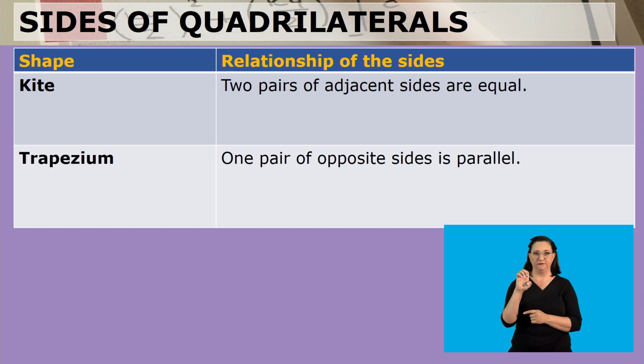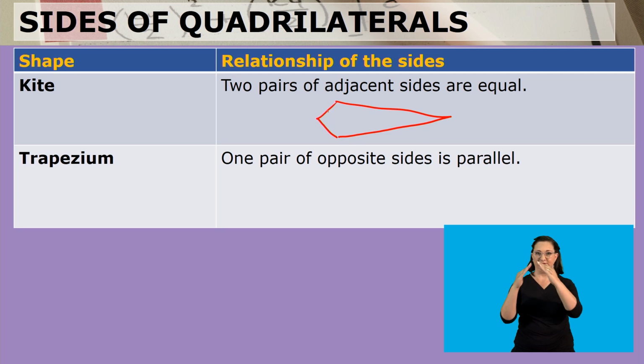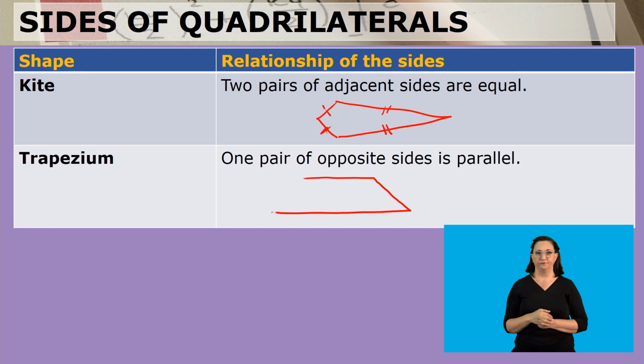All right, let's look at the next one, which is a kite. Two pairs of adjacent sides are equal. Adjacent sides means they are joined together, so that side would be equal to that one, and that side would be equal to that one. So it's two pairs of adjacent sides. And then a trapezium has one pair of opposite sides that is parallel. So trapezium, only one pair that is parallel.